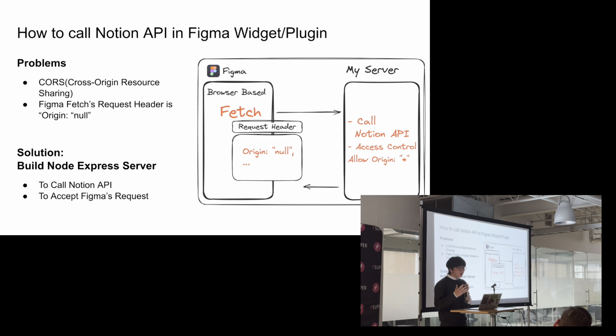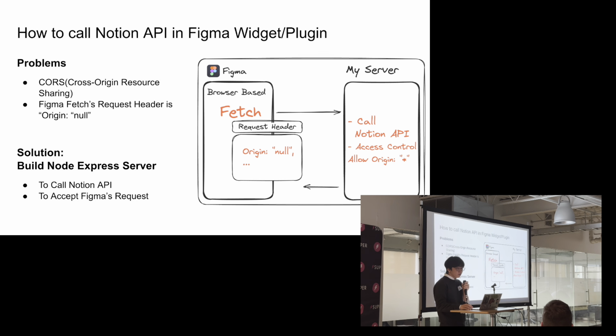So I needed to call the Notion API from the widget code, but there was a problem. When you try to call the Notion API from a browser, you encounter CORS issues, cross-origin resource sharing. This happens because the browser's origin is not included in the list of origins allowed by the Notion API server. As you can see from this issue, Figma is browser-based software. To solve this, I built my own server.